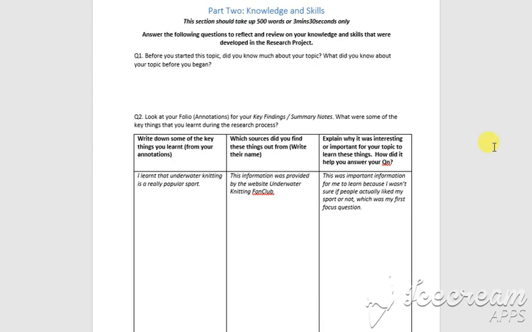The first one, before you started this topic, did you know much? What did you know? You can literally use the language of "before I started this topic, I didn't know a lot." Maybe you did know a lot. Maybe you knew some basic information like what underwater knitting is, or maybe you had a definition, or maybe you knew who liked it, but you didn't know a lot. Or maybe you did know a lot. That's what we want you to tell us. And we want you to be specific.